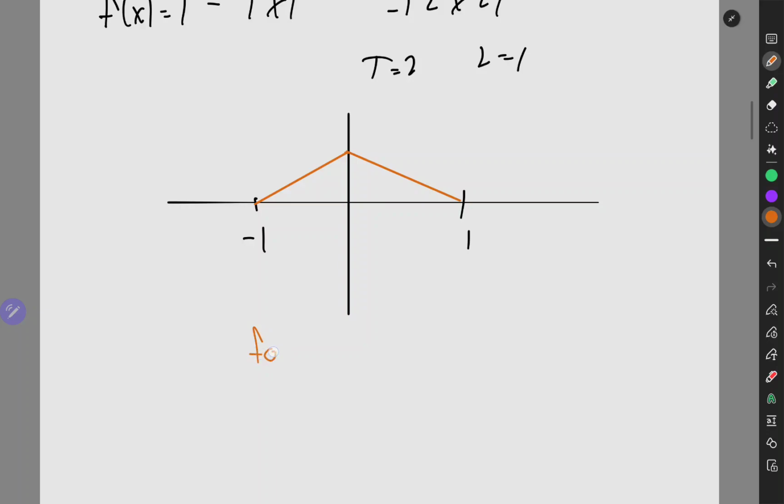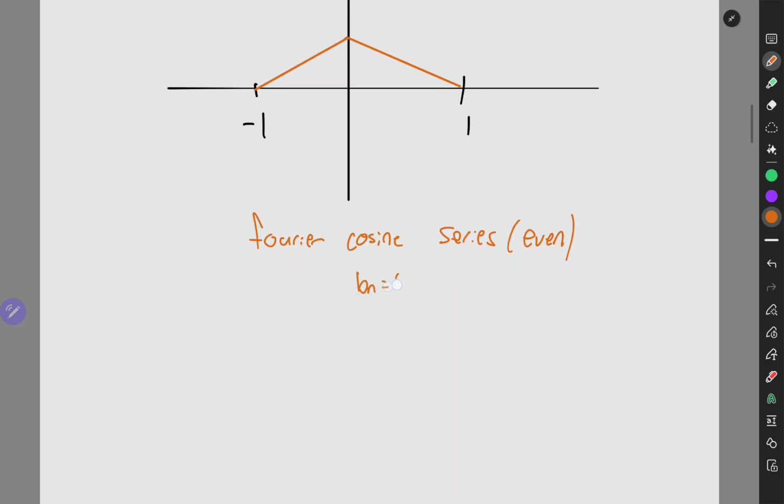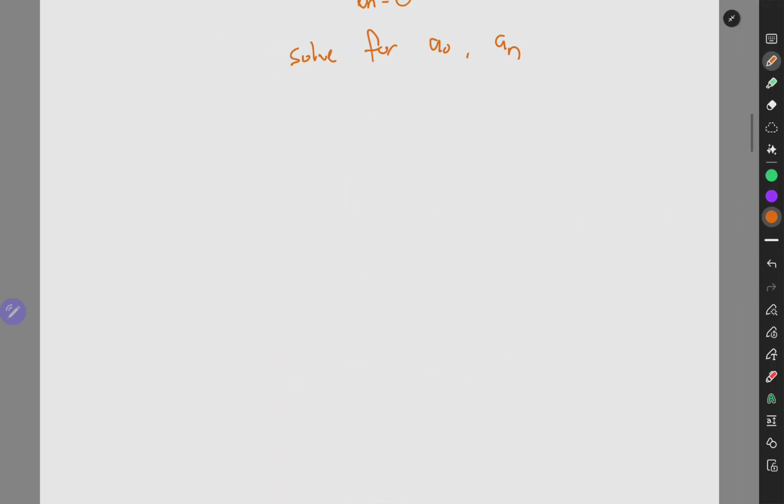So we can already tell this is a Fourier cosine series because it's an even function. And then we can easily tell that our b sub n term is going to go to 0, right? Basically, and then we'll be left with an a sub naught and then solve for a sub naught, a sub n. Okay, let me do another example. Let me see if I can find an odd one.